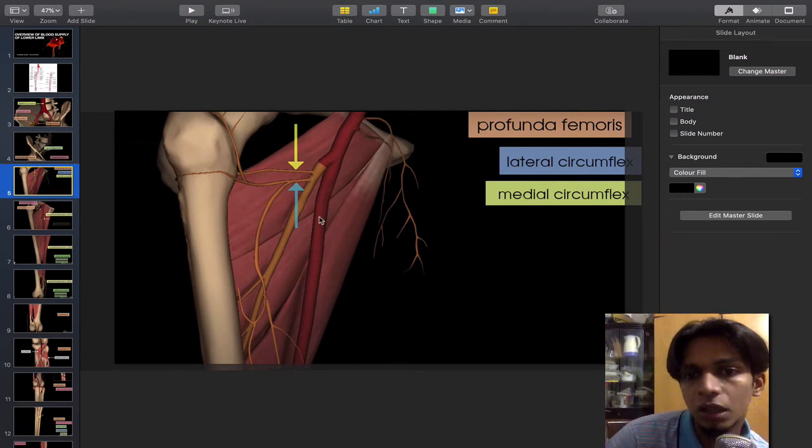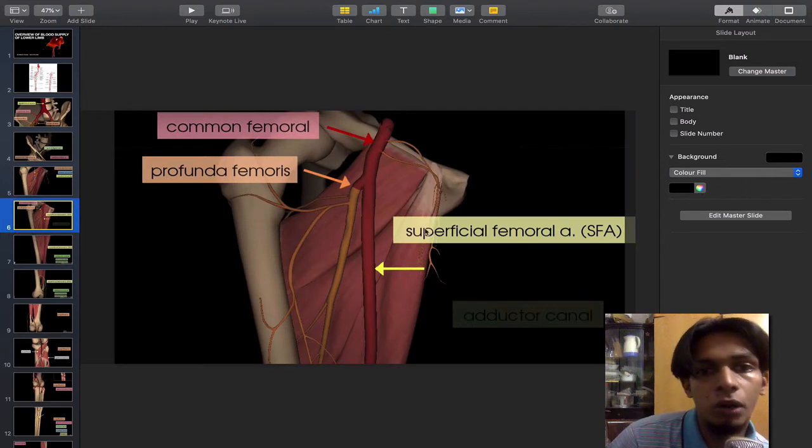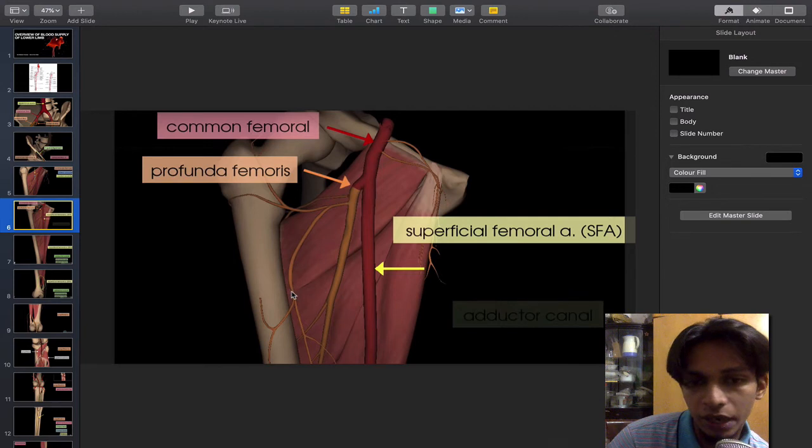is going to be the superficial femoral artery, and this is going to be the profunda femoris artery, which profunda means deep femoral artery. This deep femoral artery supplies the posterior as well as the adductor magnus and some deep structure of the anterior as well.